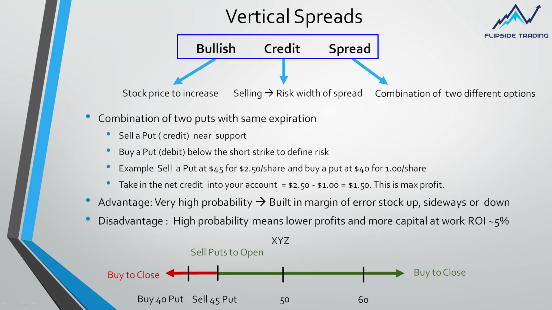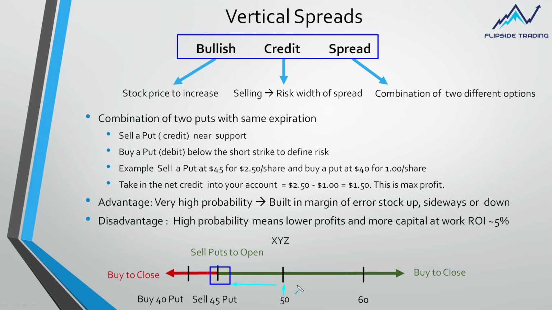Right now, the stock is trading here at 50. We're going to sell a put. Selling a put is the inverse of buying a put. If we buy a put, that's bearish. So if we sell a put, we're bullish. The idea here is that we're going to sell this put down here, not where the stock is trading. So now this gives us an advantage.